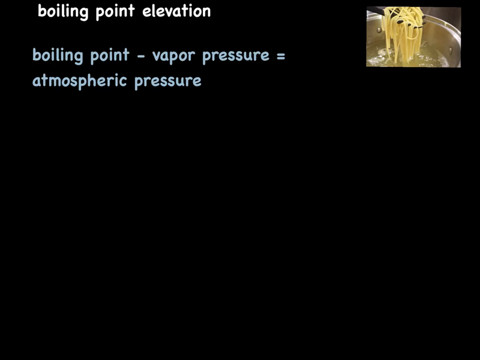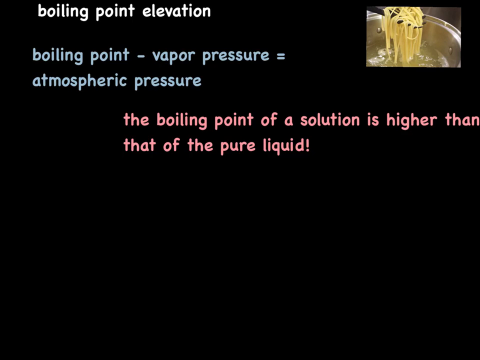Remember that boiling point is the temperature at which vapor pressure is equal to atmospheric pressure. If, by adding solute, say salt to water, our solution will have a lower vapor pressure than the pure water did, so it'll take more energy for liquid water to change phases to a gas. The solution is going to boil at a higher temperature. We can calculate a change in boiling point by multiplying the boiling point constant by the molality of the solution.